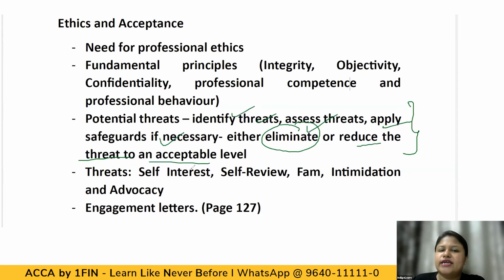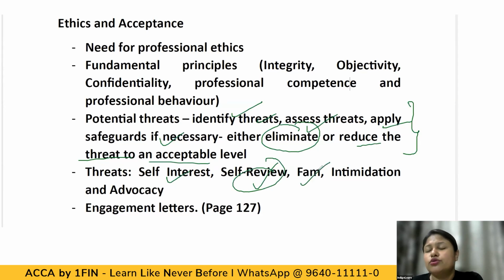So what are the types of threats? You have the self-interest threat, where you could already have a financial interest. There could be an outstanding balance or outstanding fees from the client, and the client has not paid the fees. So this year you will go on giving an unmodified opinion because you will get scared: if I give a modified opinion, the client might not pay. So there is some kind of interest involved. That's called self-interest. Self-review is where you are preparing the financial statements and you are also doing the audit. So a self-review threat is there. Obviously, you're not going to catch your own mistakes.